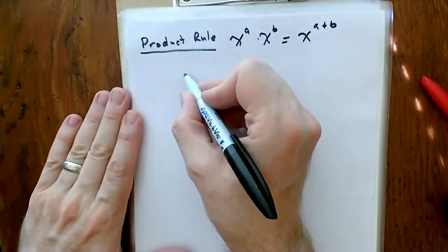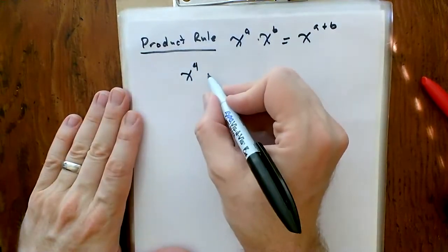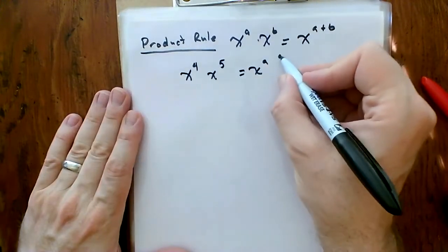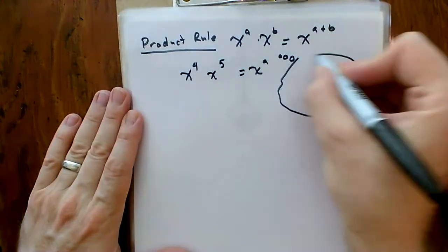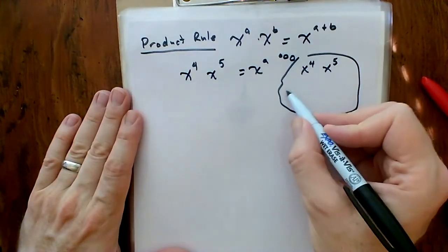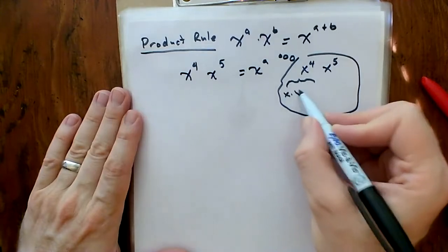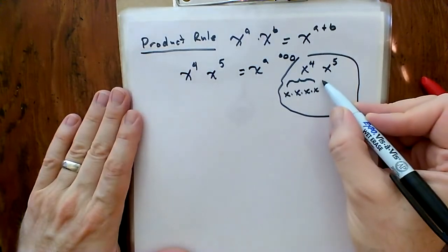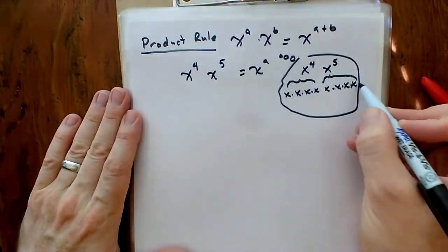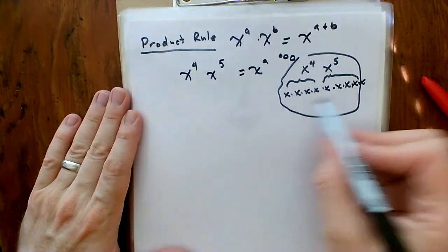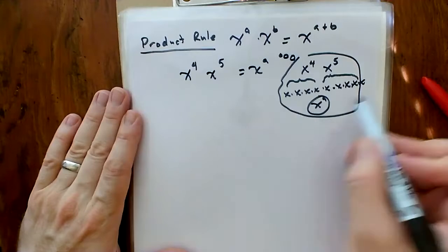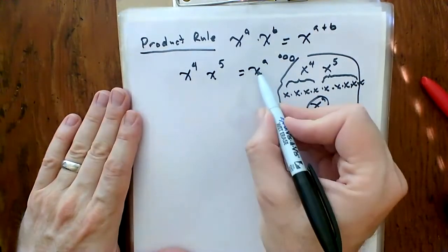So if I've got x to the 4th times x to the 5th, this is going to be x to the 9th. And our thought process here, a little thought bubble: we've got x to the 4th times x to the 5th. This is x times x times x times x, times x times x times x times x times x. And grand total, I've got 9 of these. 1, 2, 3, 4, 5, 6, 7, 8, 9. I'll have x to the 9th. This is unnecessary work, but it's fine just to show it like that.